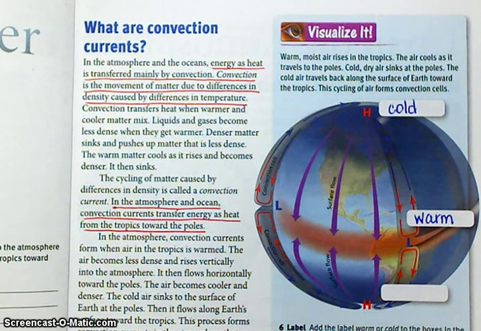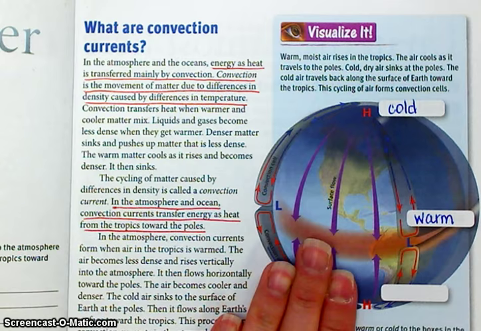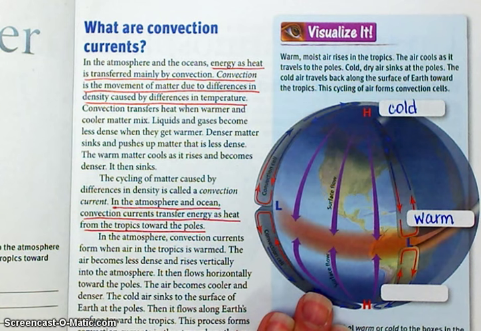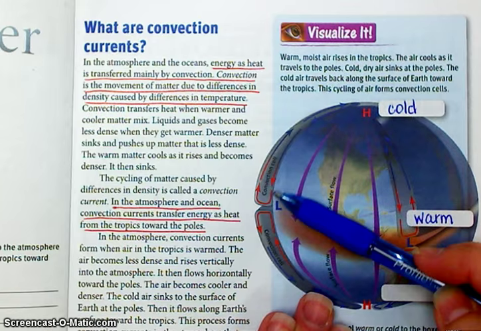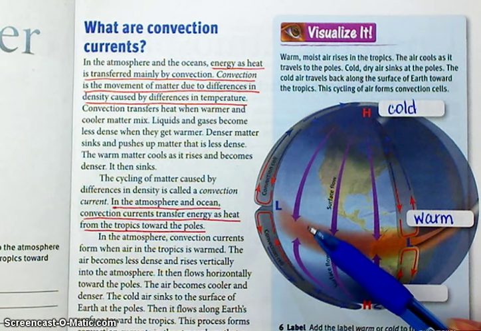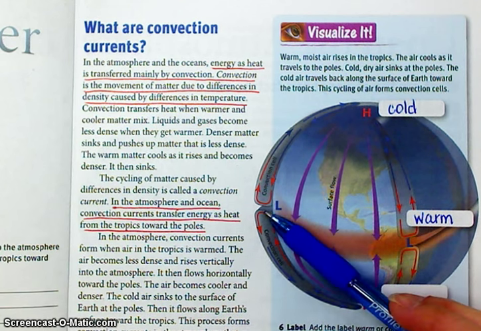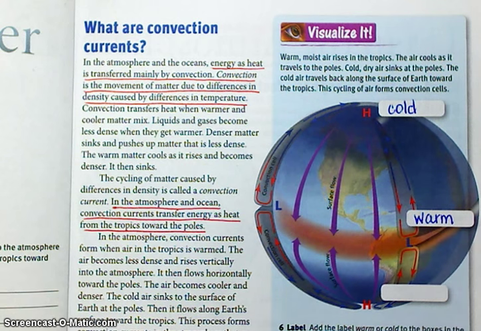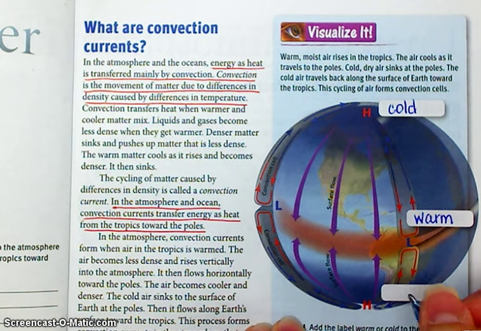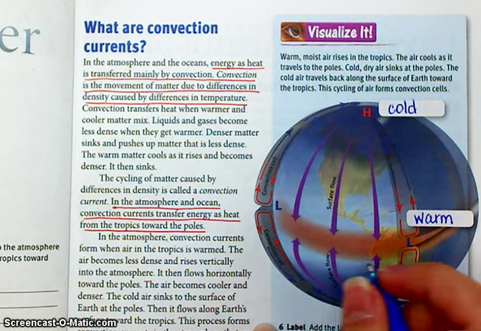Okay, now I need to warn you about this particular diagram. This is a nice, simple diagram of how we would have convection cells set up if the Earth was not rotating. We would have one big convection cell going from the equator towards the North Pole, and one big convection cell going from the equator towards the South Pole. Winds would be able to go directly from the pole back to the equator. This is simplified because it does not take Earth's rotation into consideration, so you need to be careful on this one.